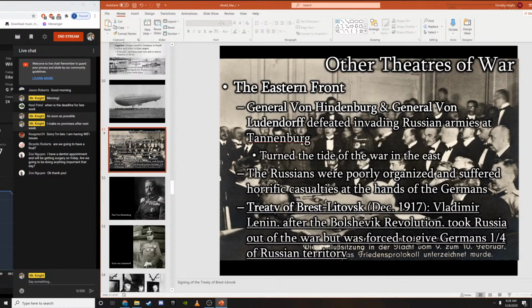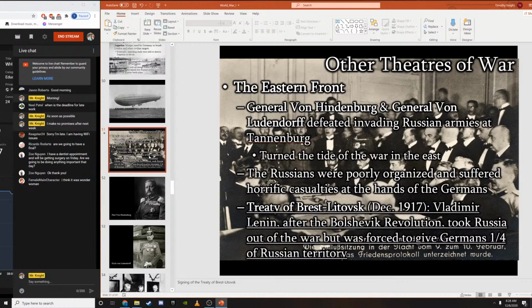Anyway, Ludendorff defeated the invading Russian armies at Tannenberg, and this turned the tide of the war in the east. The Russians were poorly organized and suffered horrific casualties at the hands of the Germans, and this would not be forgotten in the sentiment of the Germans and the Russians. There's not much love lost there.